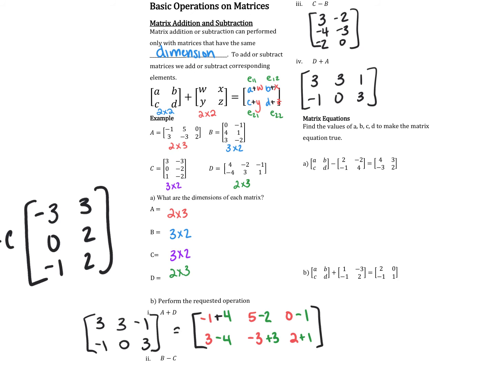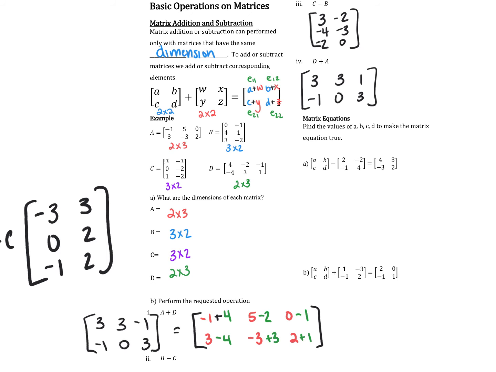Hey, this demonstrates a valuable point, by the way, too. Notice that D plus A is 3, 3, 1, -1, 0, 3. A plus D was also what? 3, 3, -1, -1, 0, 3. Do y'all see that? Exact same matrices, except the order was flipped in the way you added them.